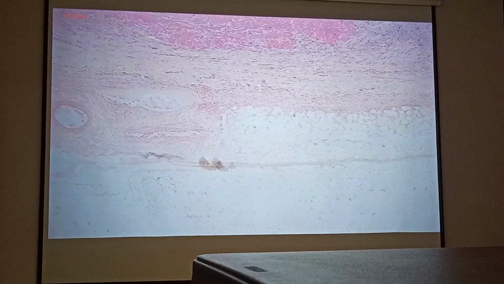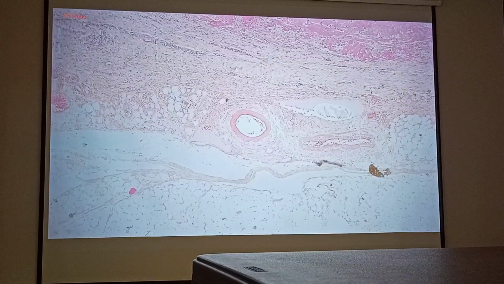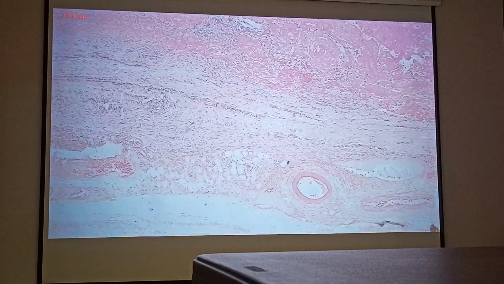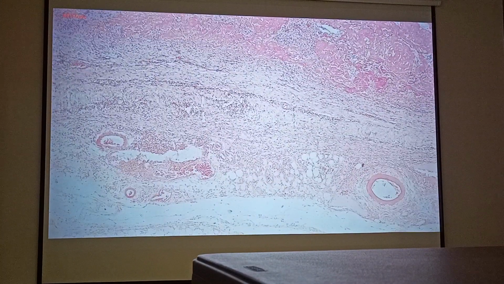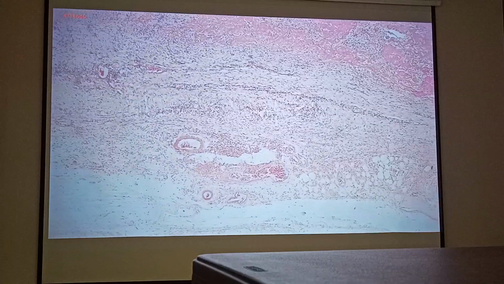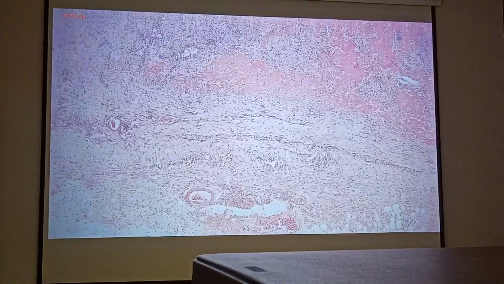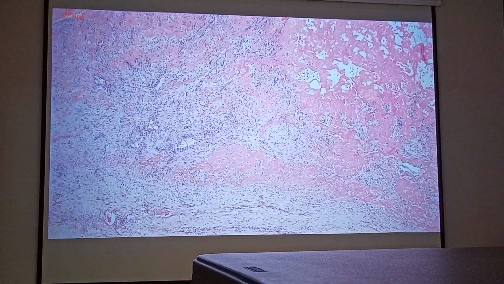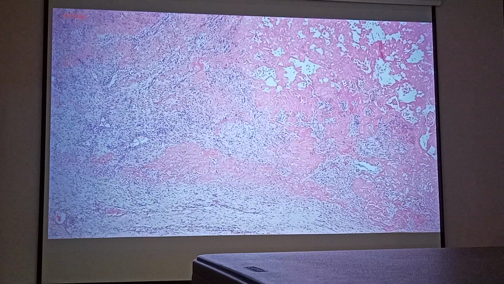Now there is no cardiac tissue present in this slide. So this should be the fibrous to adipose connective tissue components of the pericardium. Now, this is how acute fibrinous inflammation will look like.